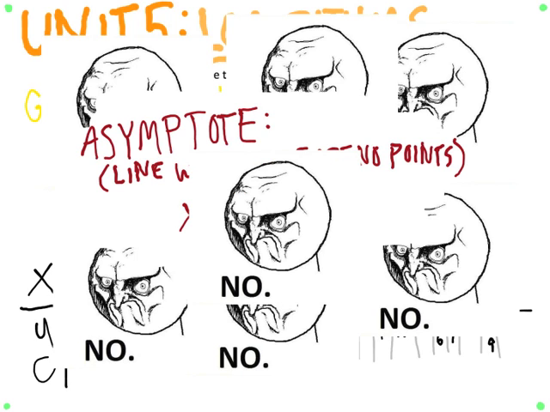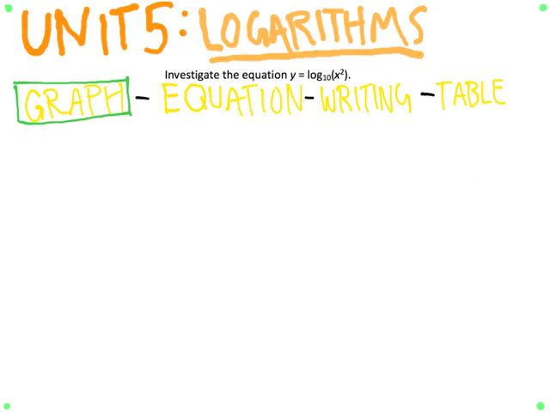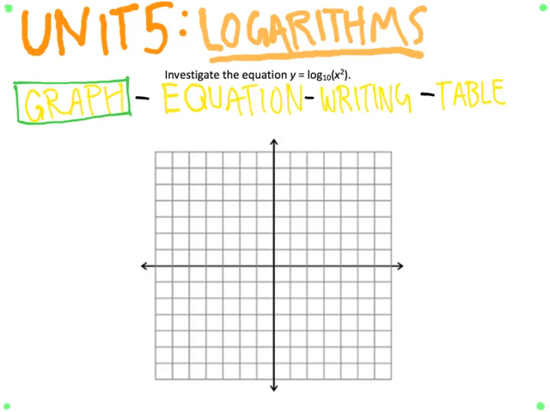After creating a table, we can begin to graph the equation. First, we'll plot the points we got from our table, like so, and when you're done, the graph should look more or less like this. Notice how none of the points actually touch the line here of x equals 0, or the y-axis. Again, this is our asymptote.